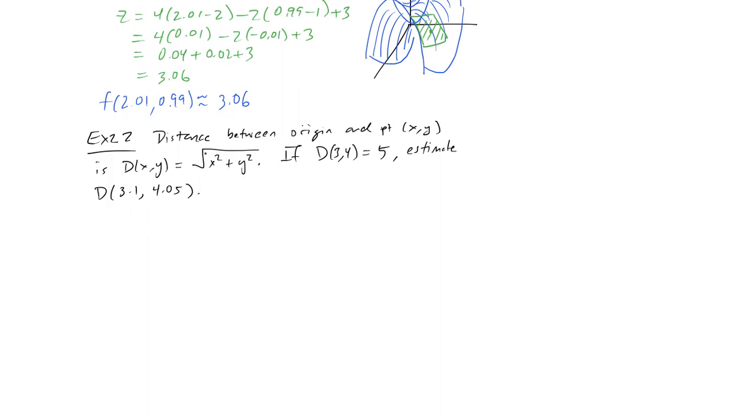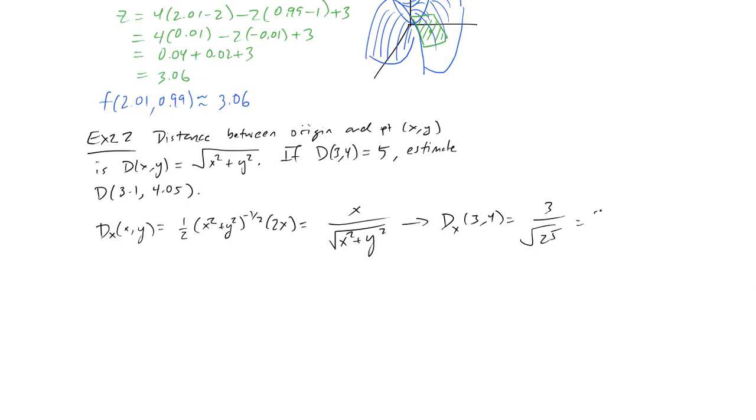All right, so we want to use the tangent plane to approximate this function, this curve. The way we do that is we look at the partials to find the slopes in the x and y directions. So the partial with respect to x is going to be 1/2 (x squared plus y squared) to the -1/2 times 2x. Simplifying, we get x over the square root of x squared plus y squared, which if you put 3, 4 into that, you get 3 over the square root of 25, which is 3/5.